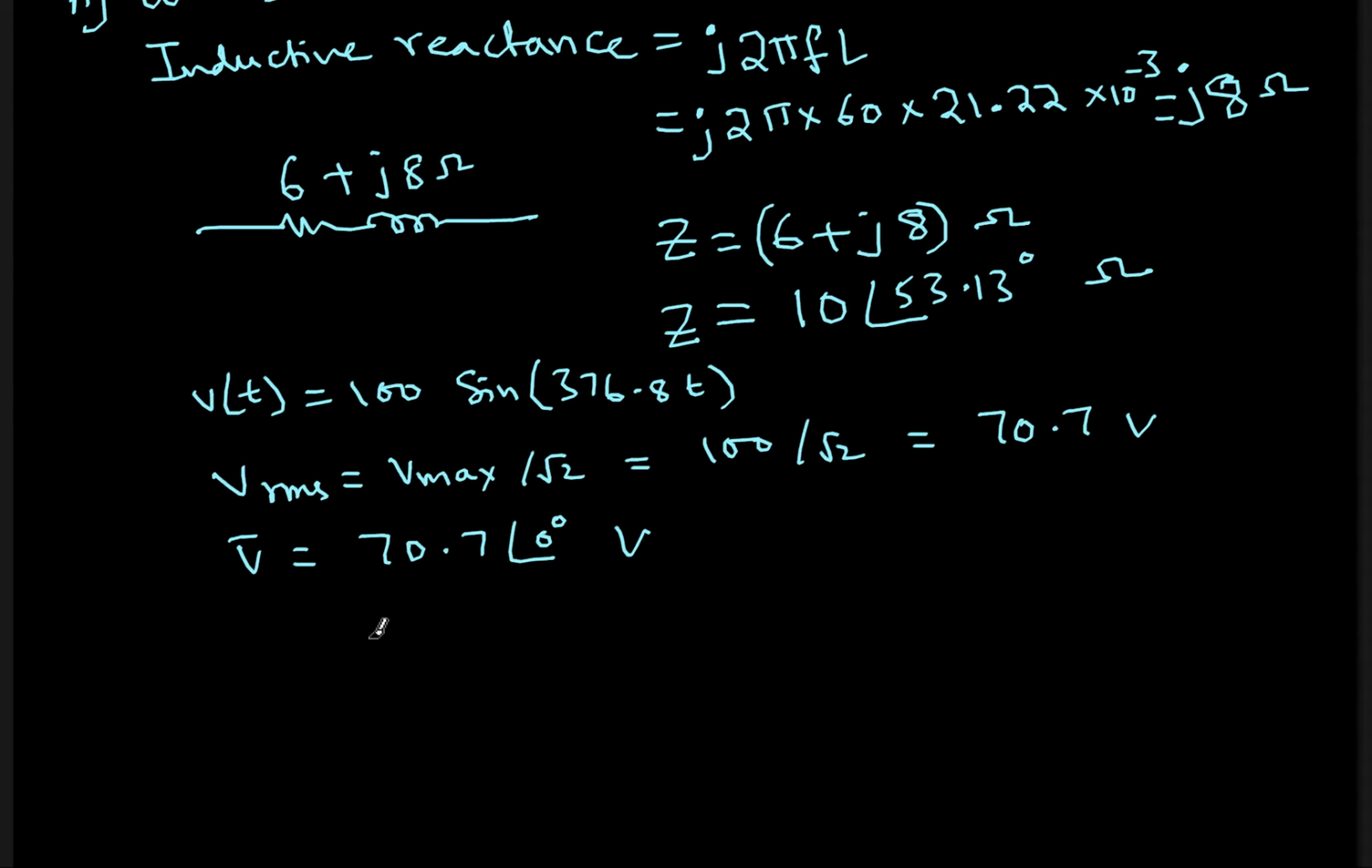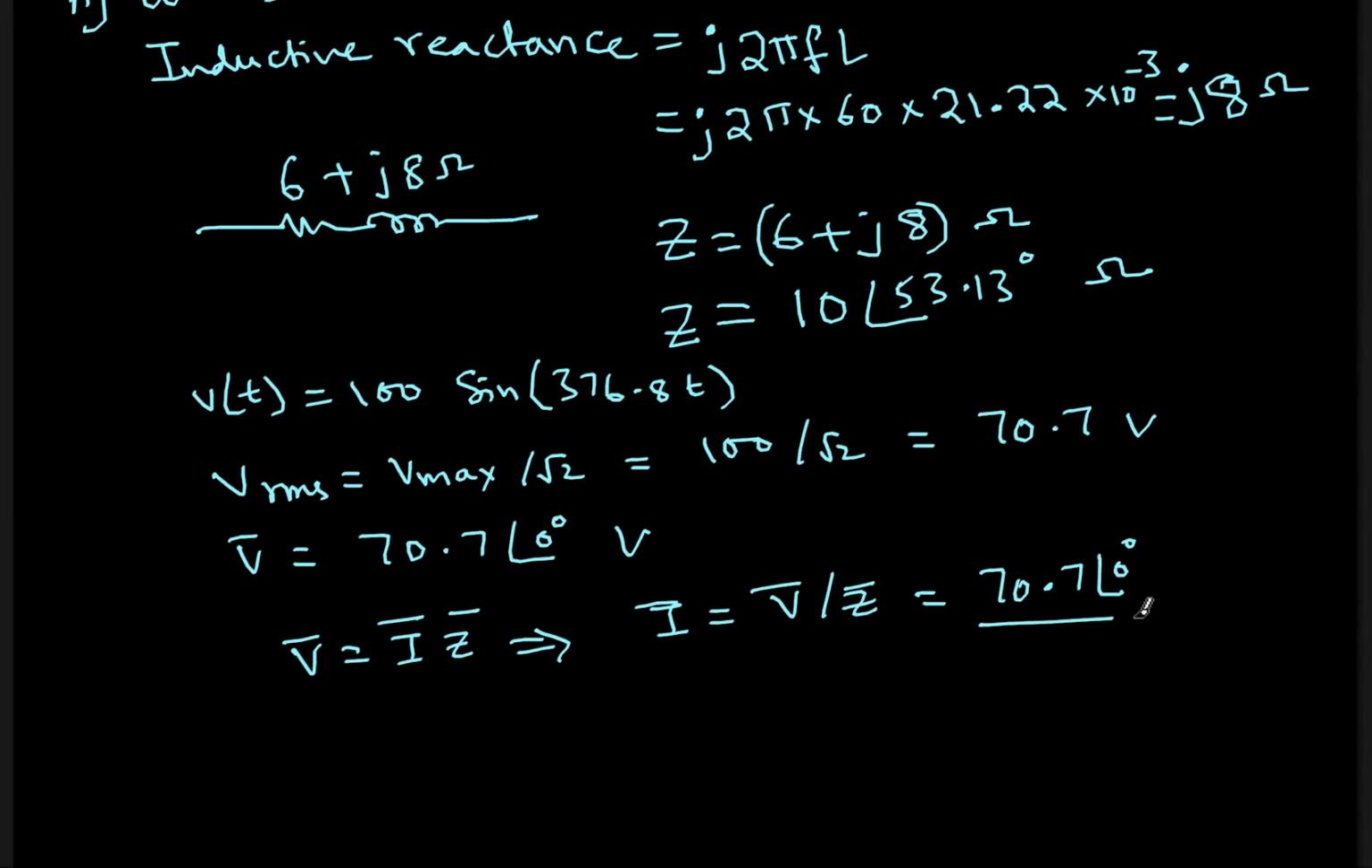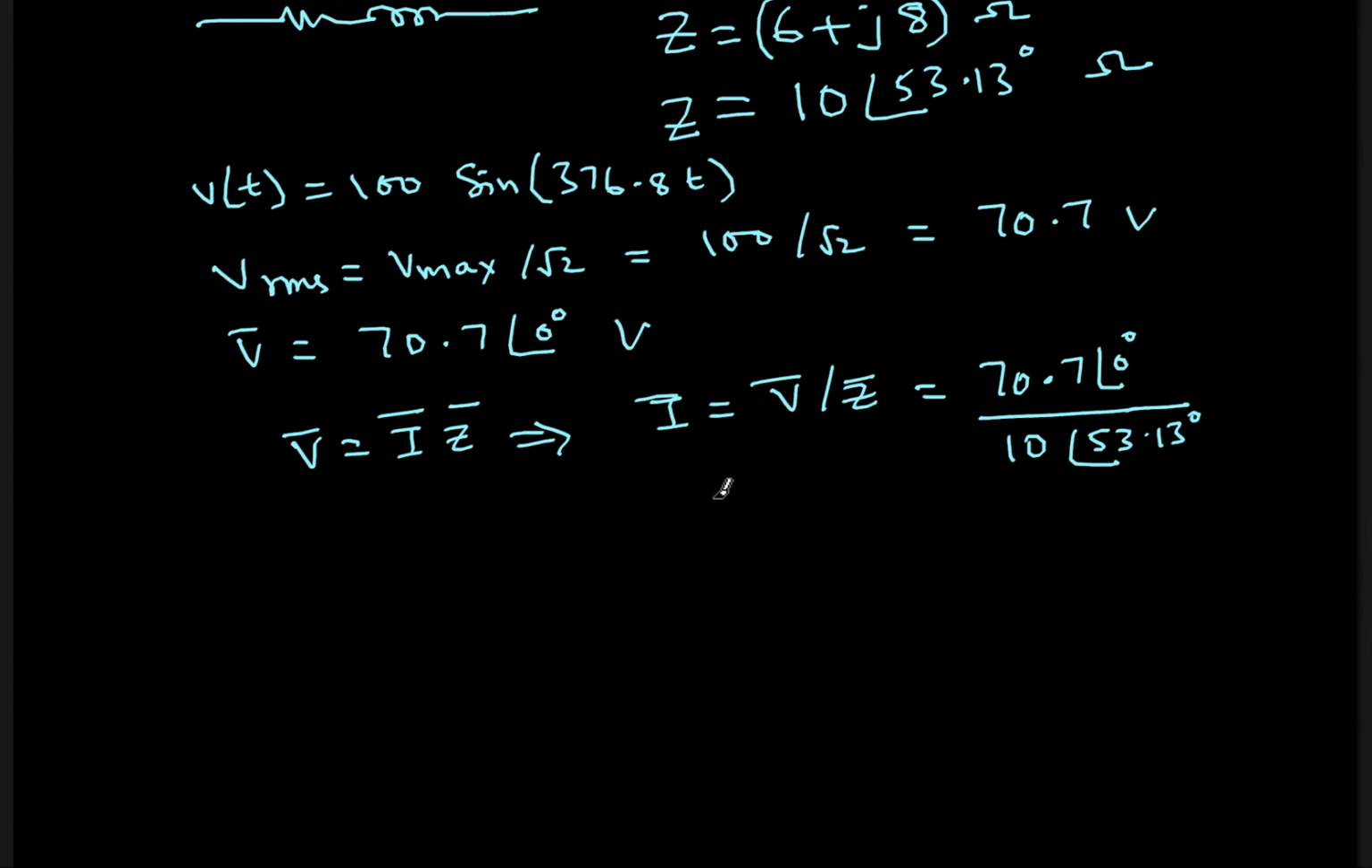So now I can find the current. How to find the current? Simple Ohm's law. V equal to I into Z. In the case of AC currents, it will be like this. From this, I can infer that I is nothing but V divided by Z. That is 70.7 angle 0 degrees divided by 10 angle 53.13 degrees. For division, polar form is convenient, and I can easily do this.